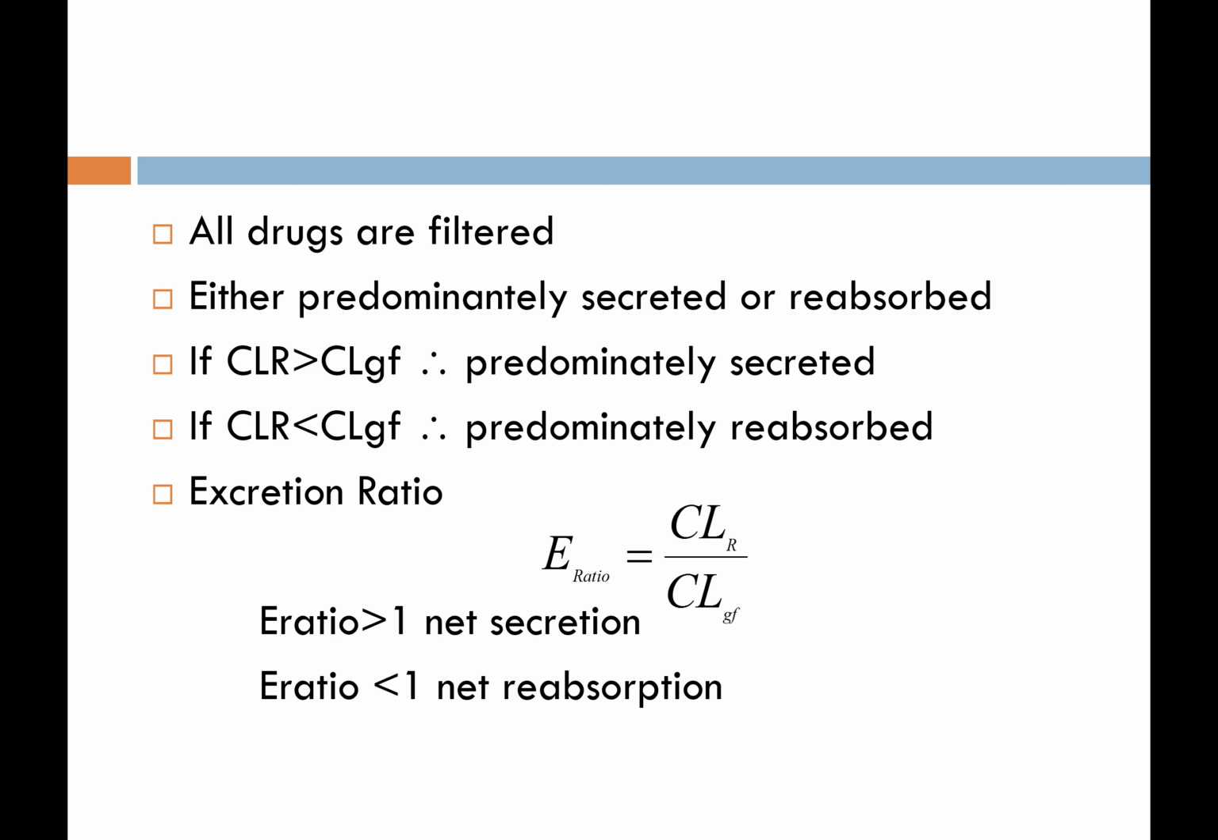For the same reason, if your renal clearance is less than what you expect, there has to be a reason for that. That means the drug is getting filtered into the tubules, but it's getting reabsorbed back into the blood. So you're getting a lesser amount in the bladder than what you expect. And that's what that equation shows, how to get that E ratio, to show if you have secretion or reabsorption.